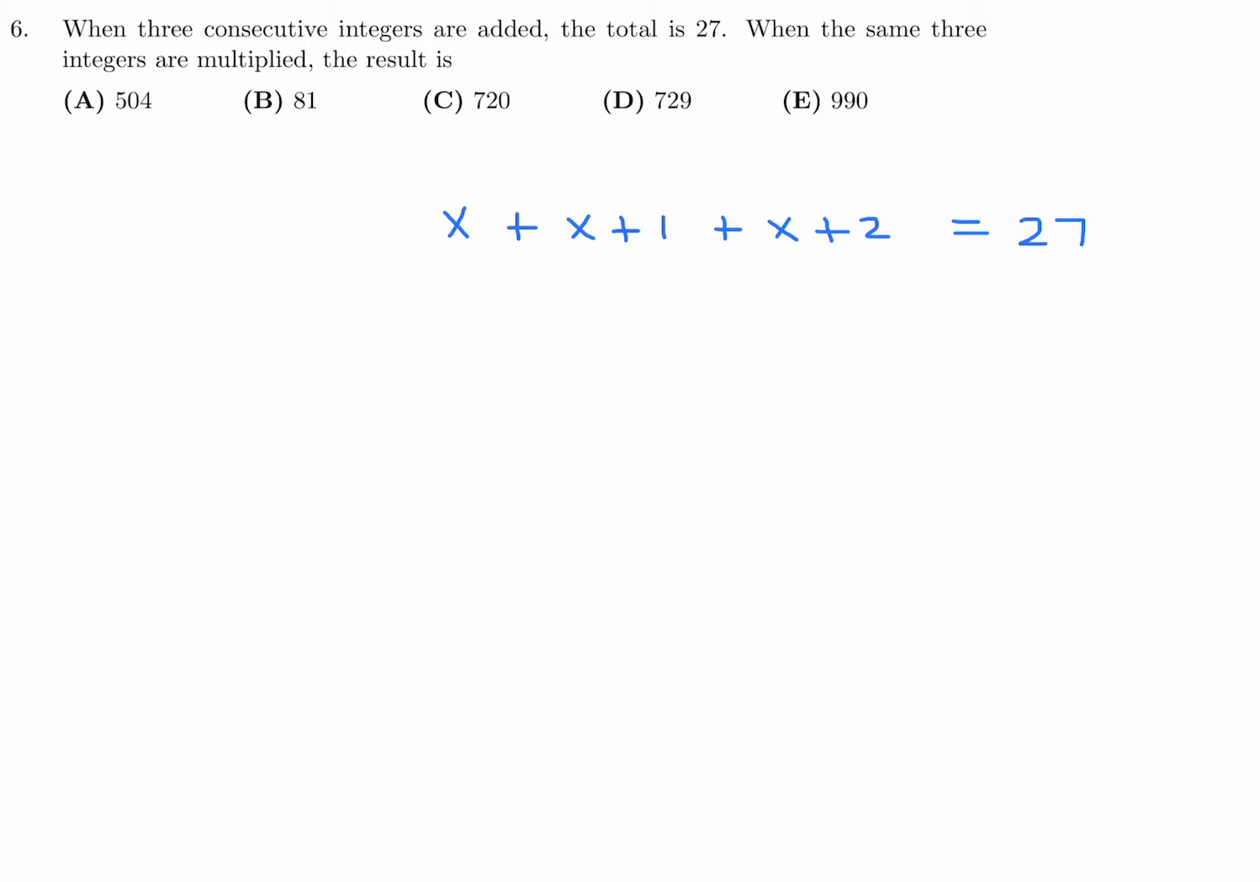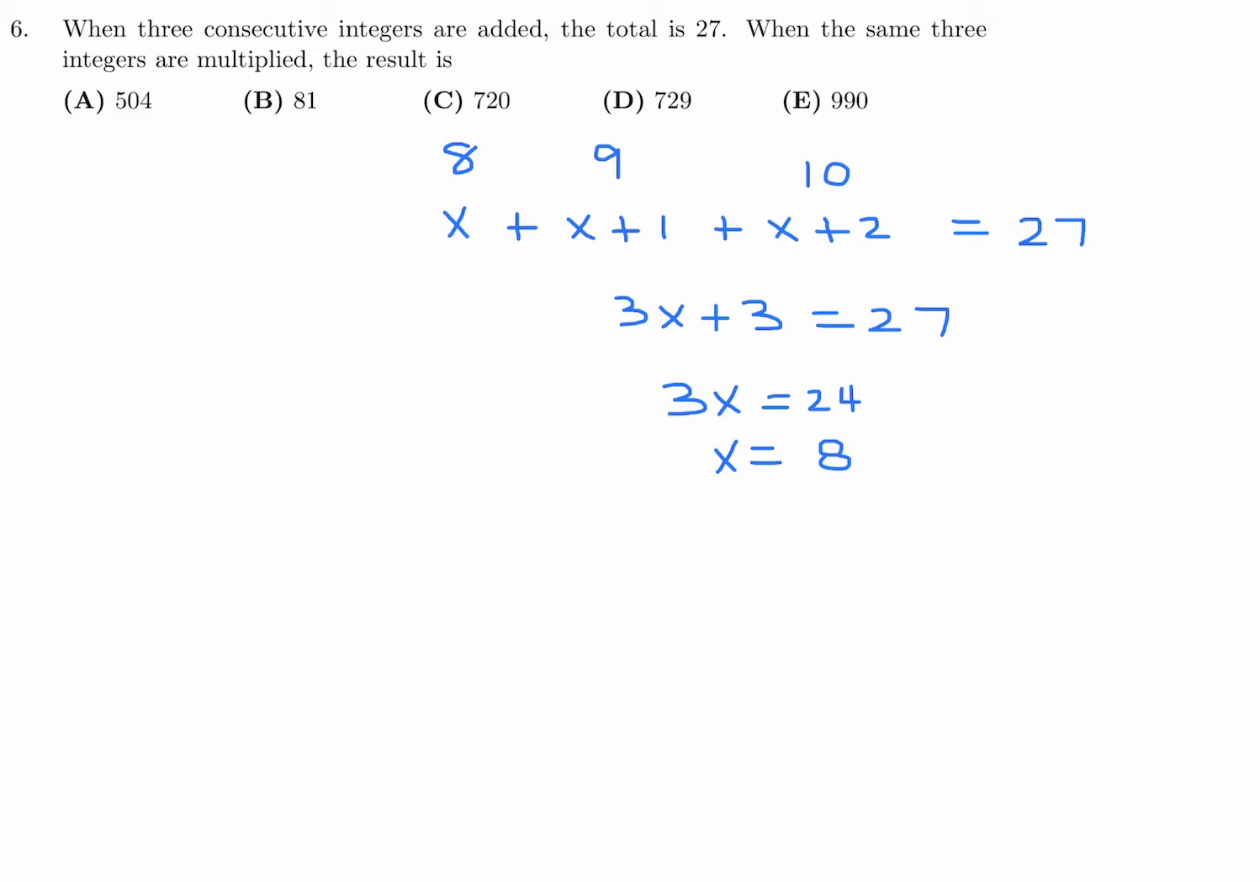So this equation leads me to 3x plus 3 is equal to 27, and therefore 3x is equal to 24, x is equal to 8. So my integers basically are 8, 9, and 10.